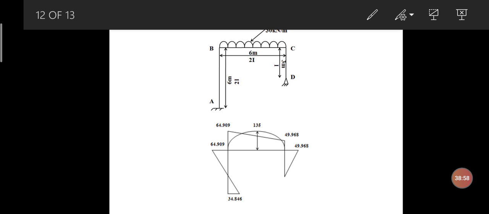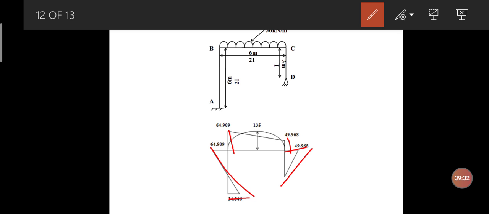Bending moment diagram I need to draw as, first, the portal frame. So AB I have got as plus 34.846, which has to be on the right side variation, and then minus 64.909. So this is the variation, and then 64.909, 49.968, again 49.968 and 0. So these are the bending moment sketch. So I just join it linearly.